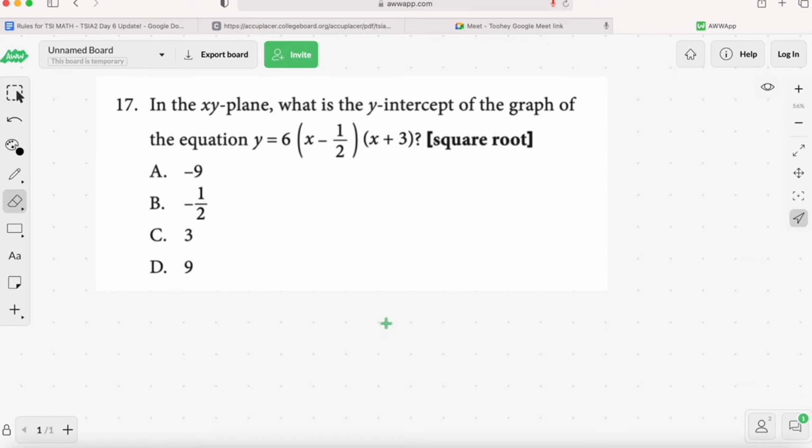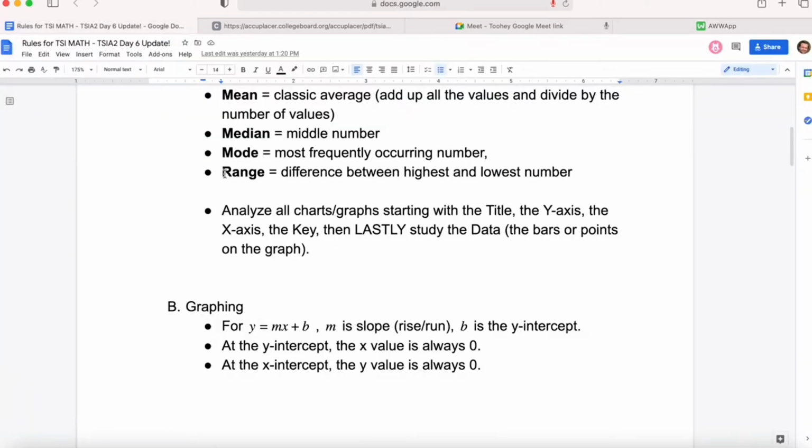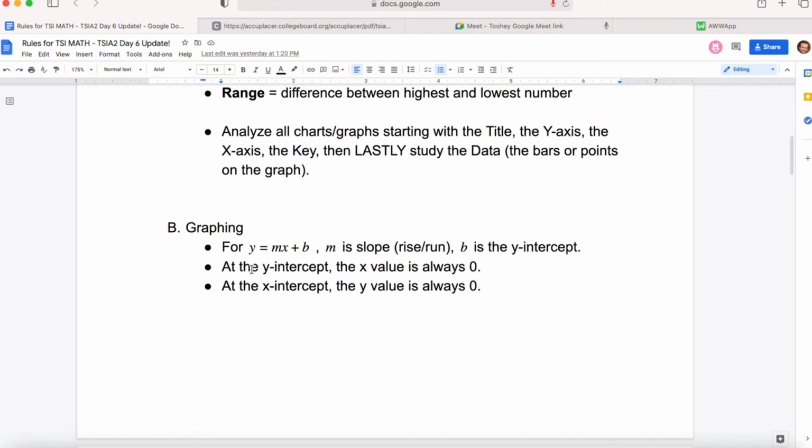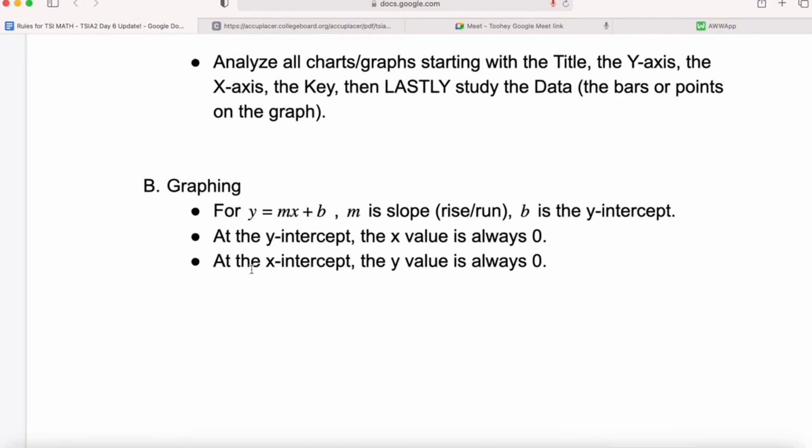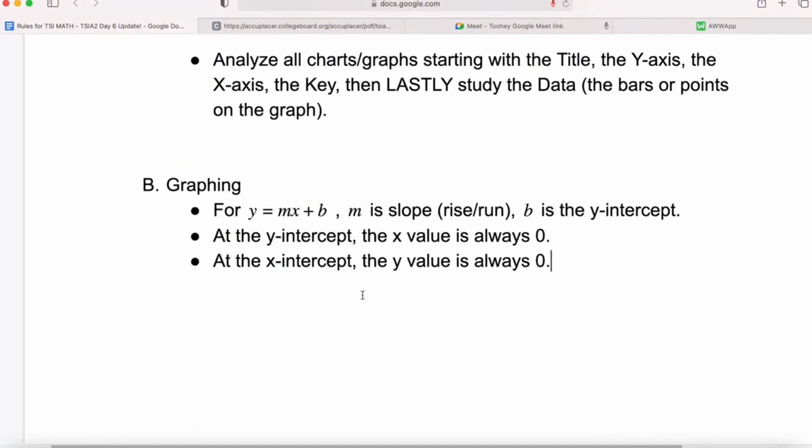I want to go to the basic concept cheat sheet. I want to go to basic concept B, graphing. And I want you to read the second bullet point there for basic concept B. Go ahead and read that loud and proud, please. All right. At the y-intercept, the x value is always 0. I want you to stop and think about that for just a moment. At the y-intercept, the x value is always 0. Please understand that. It's essential for this question.